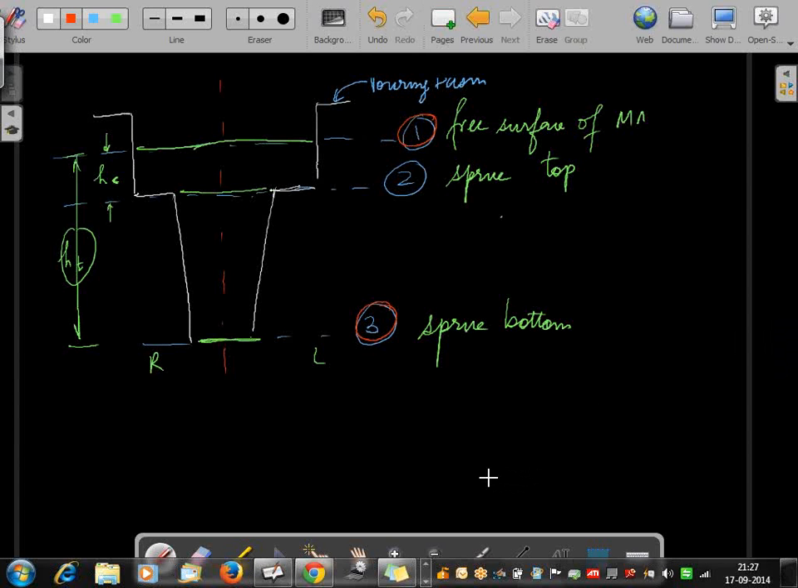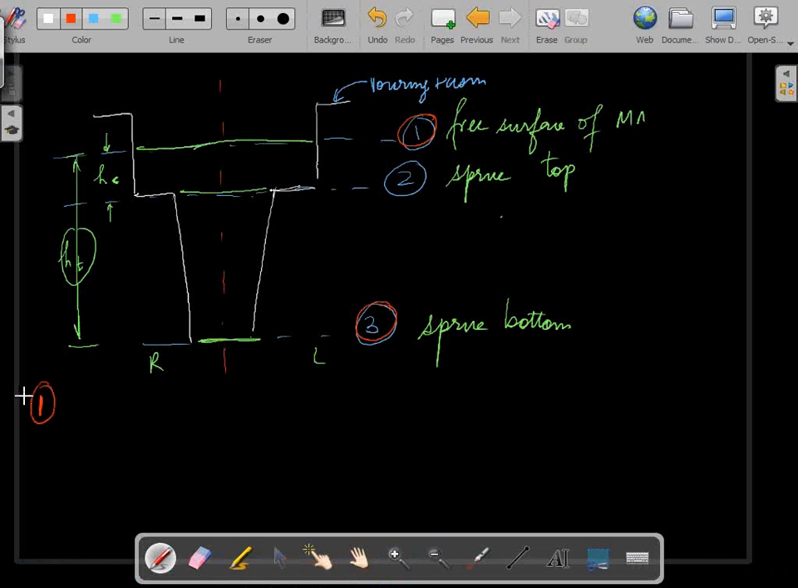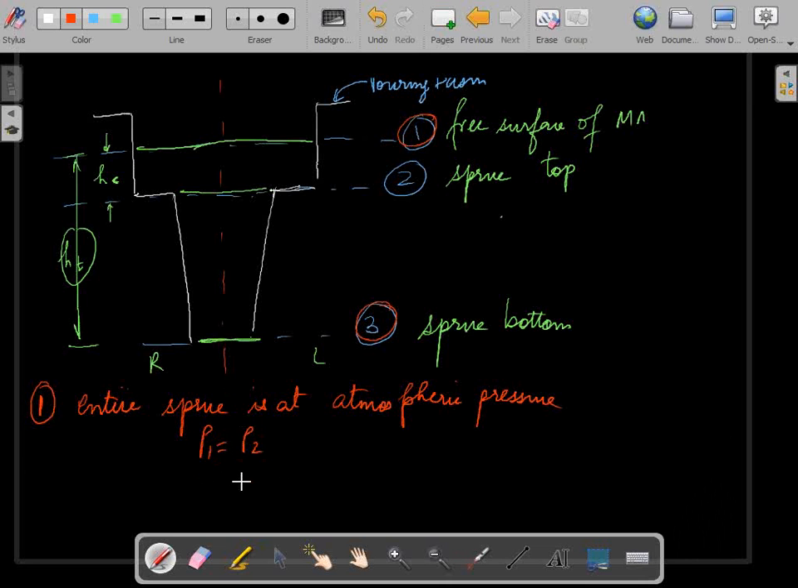When you are applying this, there are two assumptions that you need to take into account. Basically, three assumptions. First assumption is that the entire sprue is at atmospheric pressure. This means the pressure at section 1, P1, will be equal to the pressure at section 3, P3. This is one assumption that you make.